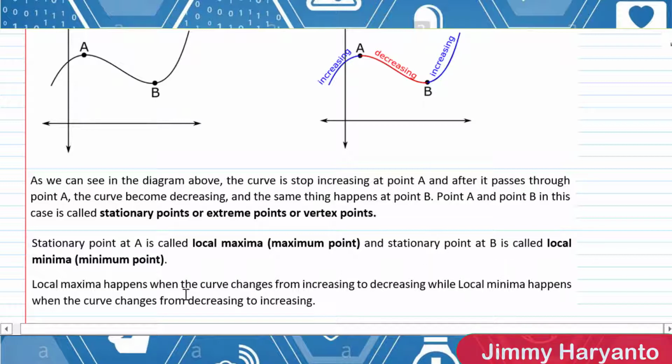Local maxima happens when the curve changes from increasing to decreasing. Let's take a look at point A. I already told you before that A is local maxima. Why? Because the curve is changing from increasing into decreasing. So if you have a curve that is changing from increasing to decreasing, that means the point is local maxima. While local minima happens when the curve changes from decreasing to increasing.